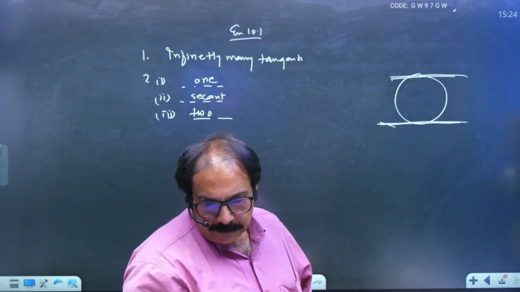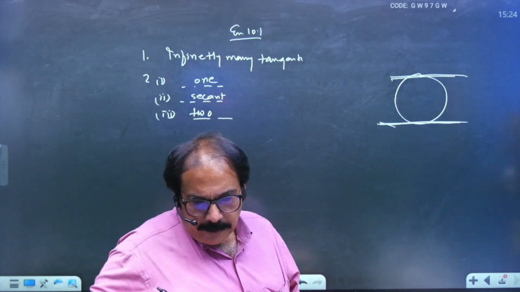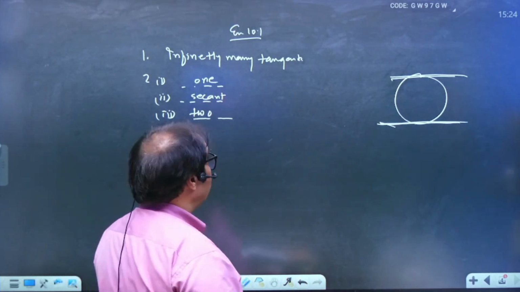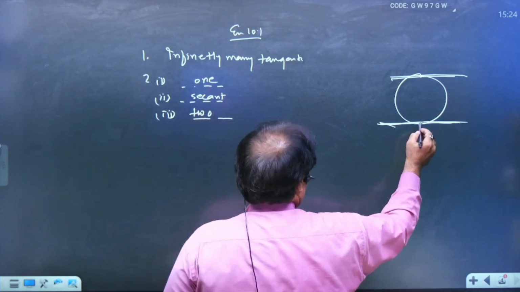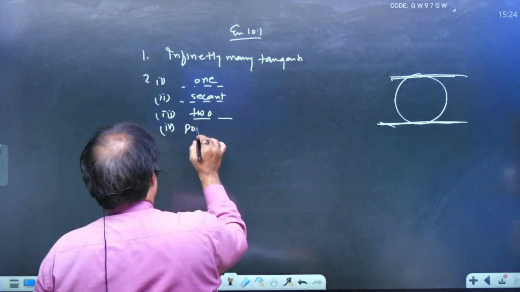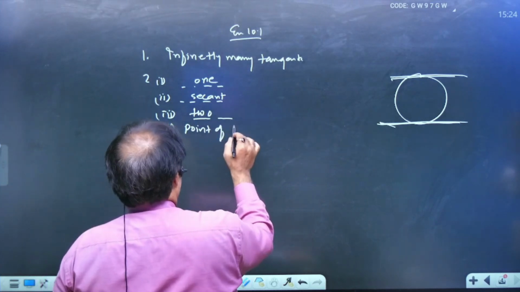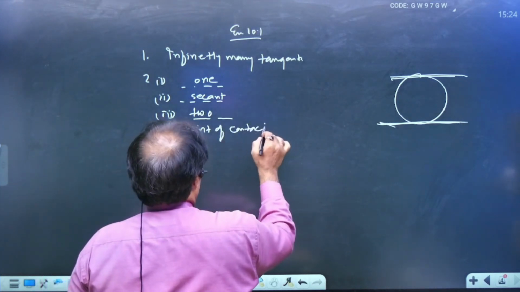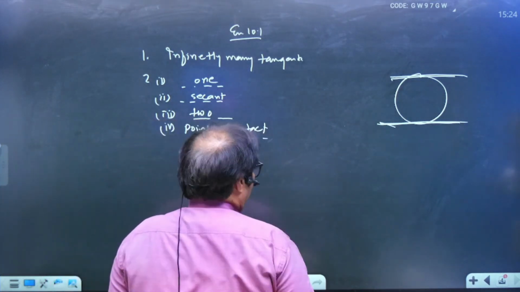Two parallel tangents at the most. And the common point of the tangent to a circle is called the point of contact. This is the point of contact.